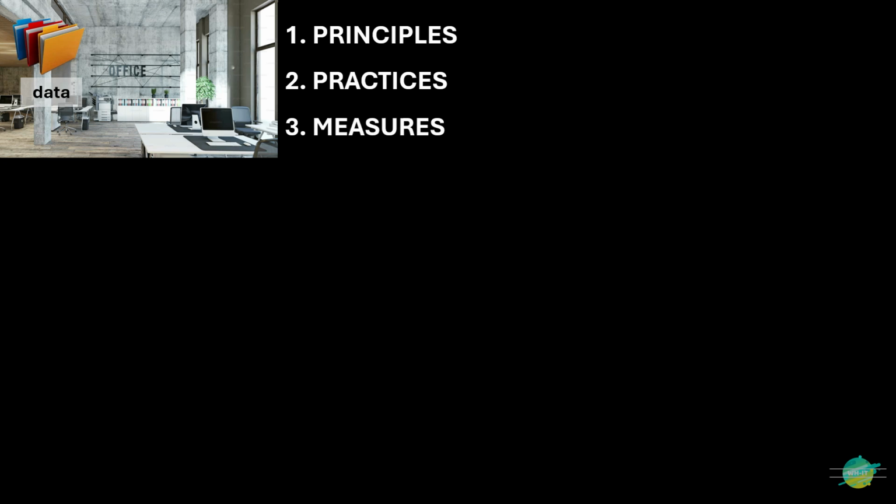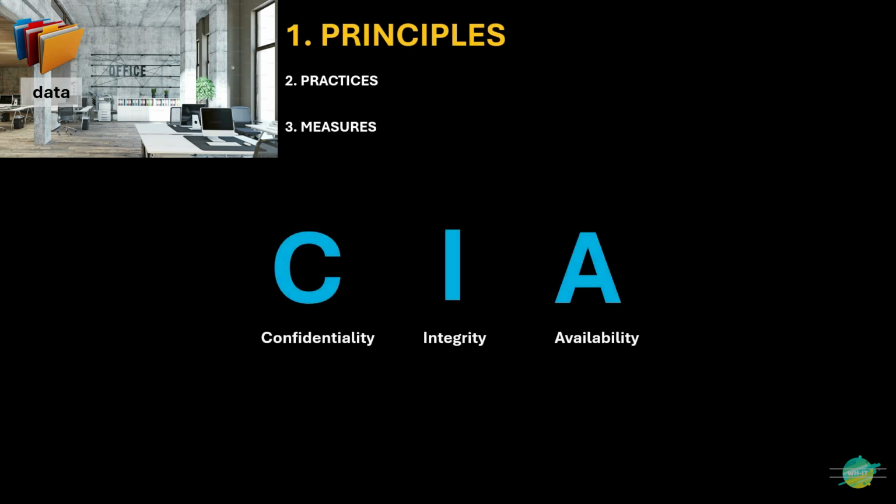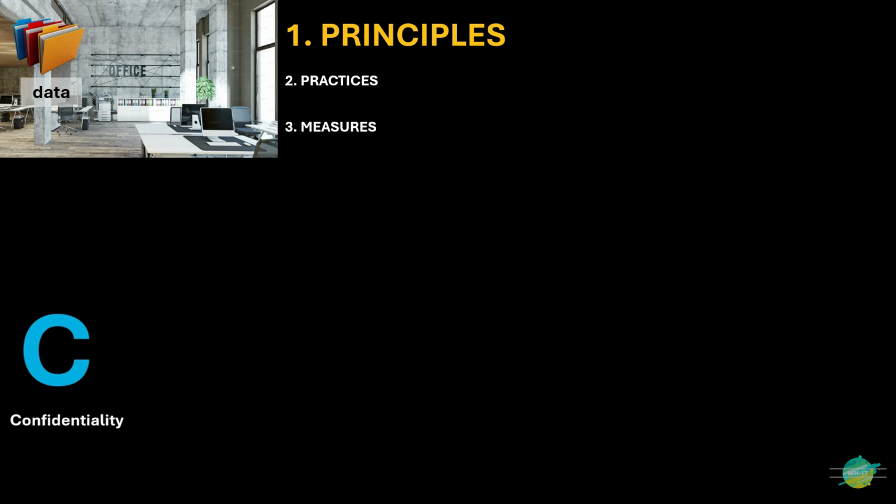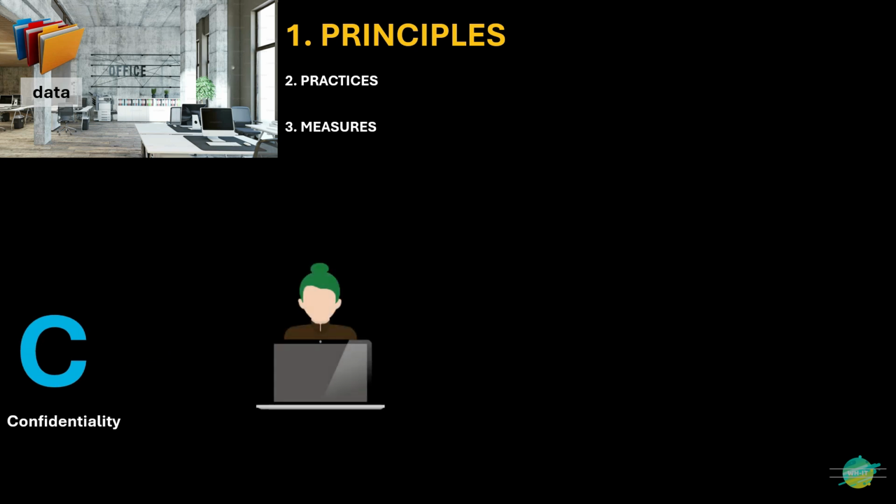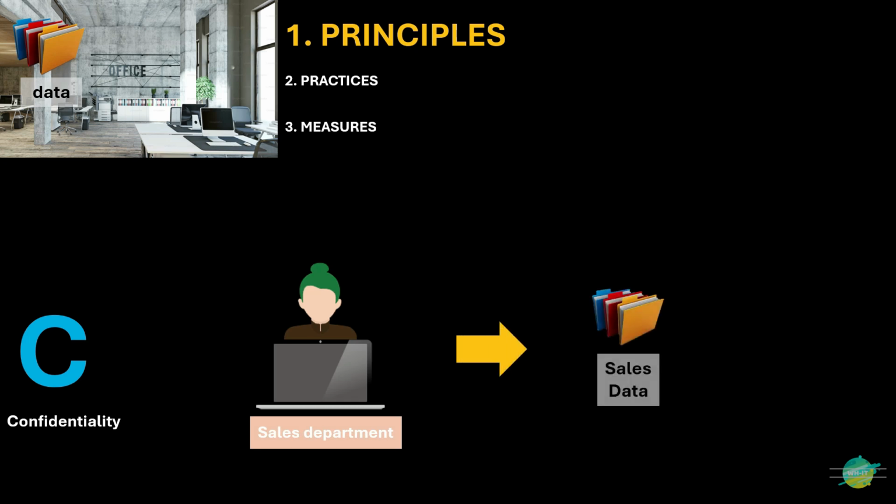First comes principle. What principle says is that in order to protect your data you need to follow the principle of the CIA Triad. We will understand the CIA Triad as we proceed. Under this, you need to have confidentiality. For example, if someone tries to access this file, only an authorized person can have access to that sales data. For example, people from the sales department can access that sales data, not the accounting department, right? So that's about confidentiality.